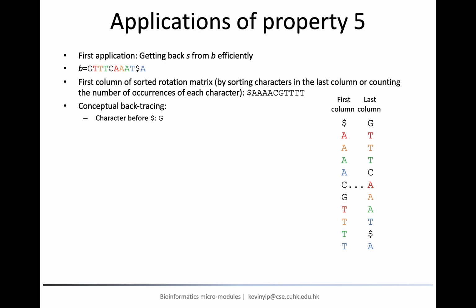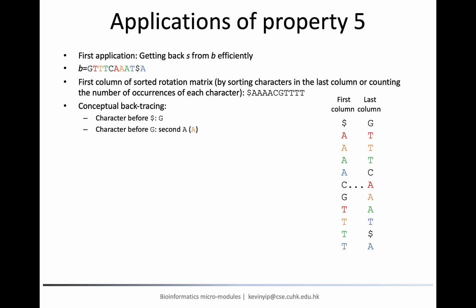We know that in the first column, $ must appear in the first row. What is the character that appears right before $ in S? By looking at the last column of this row, we see that it is a G. Similarly, now we ask, what is the character before G in sequence S? First, we find that in the first column, G is in row 7. And in that row, the last column contains an A, and so we conclude that in S, the character right before the G is an A.